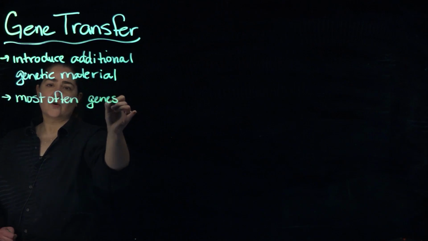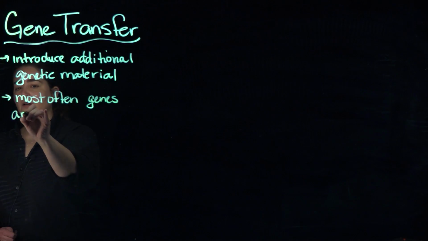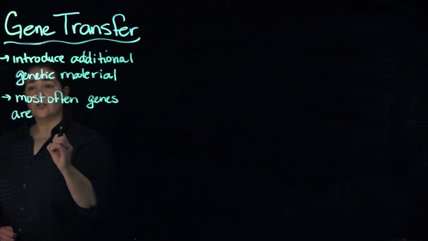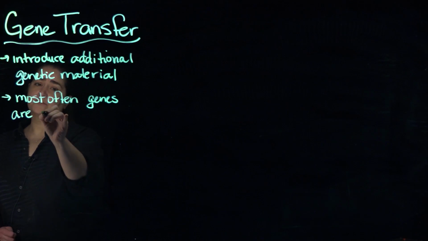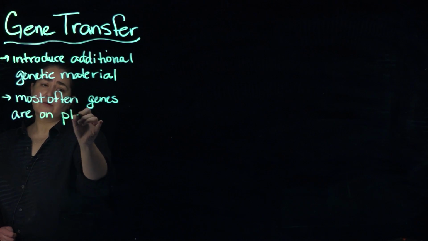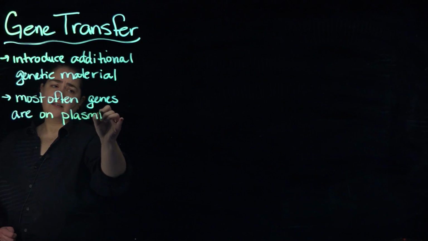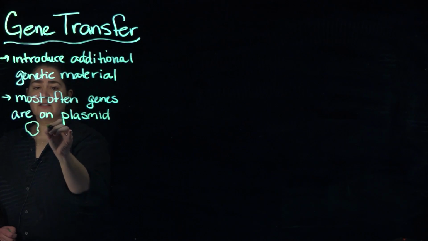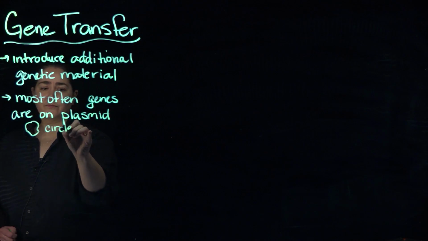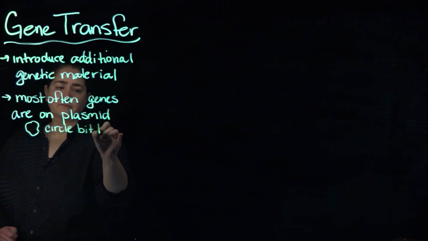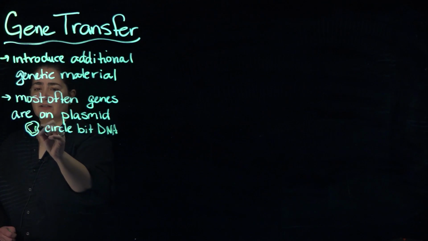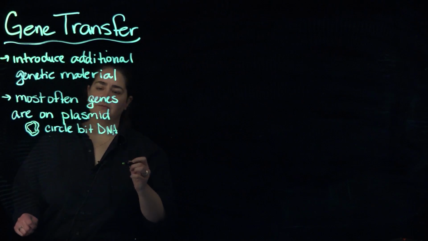the genes in question are going to be on a separate piece of DNA from the genome associated with the bacteria. And that separate piece of DNA is the plasmid. Okay? Plasmid is a circular bit of DNA. I should draw this because it is double-stranded, so we'll make it look kind of double-stranded. All right?